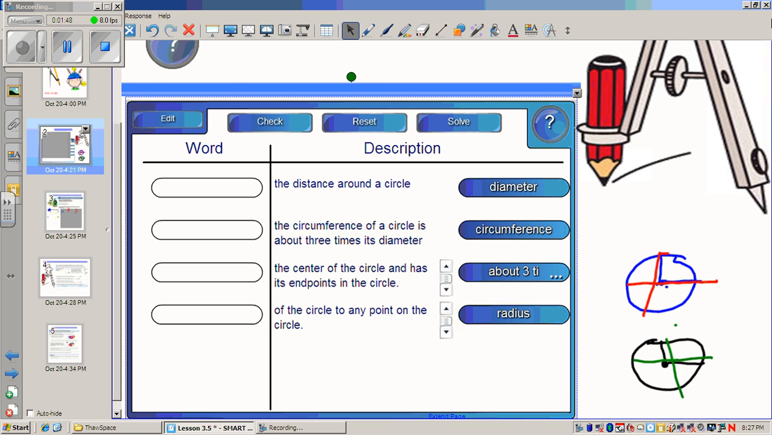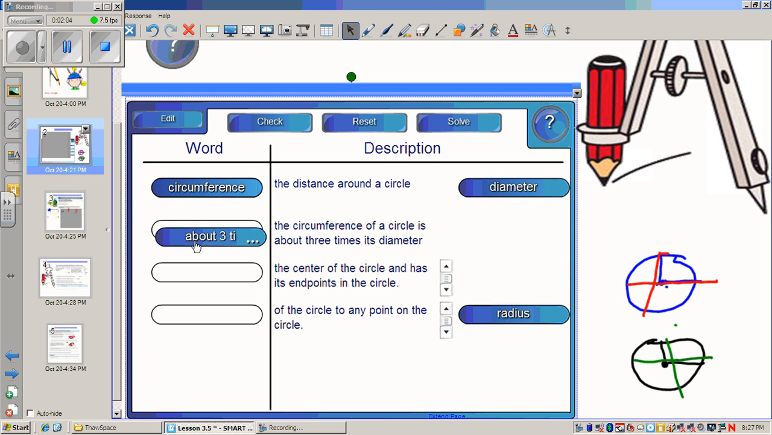So let's take a look. The distance around a circle. I hope you all know that that is the circumference of a circle, the distance around it. And hopefully this next one gives us the answer. The circumference of a circle is about 3 times, so that's the about 3 times rule. Now, diameter versus radius, and I know we have talked about this a little bit. The center of the circle has its endpoints in the circle, or the circle to any point.